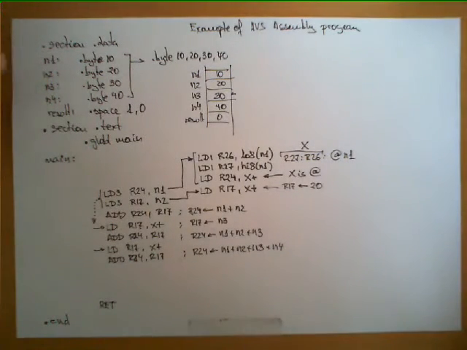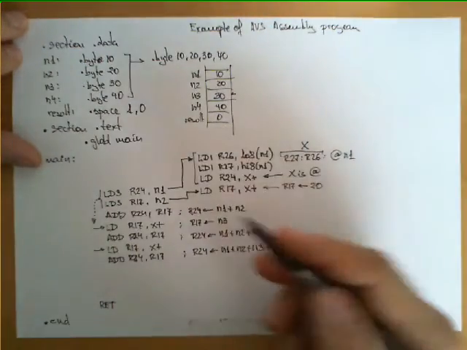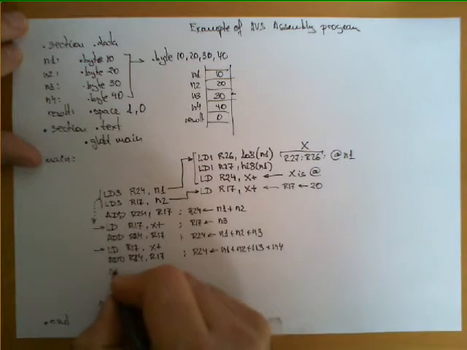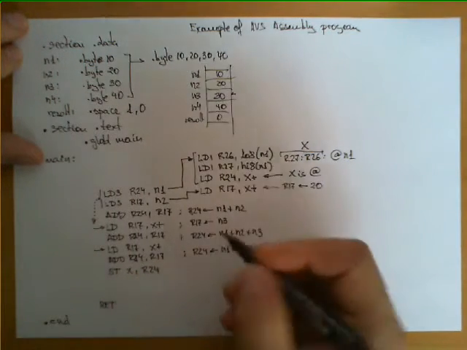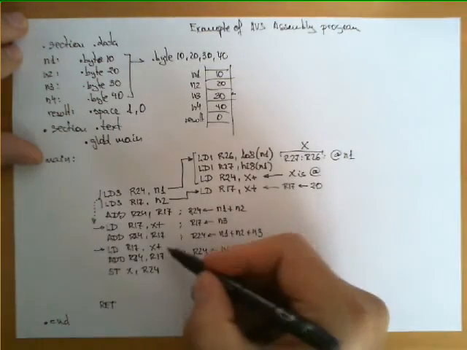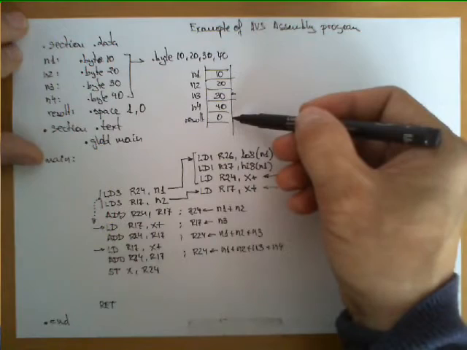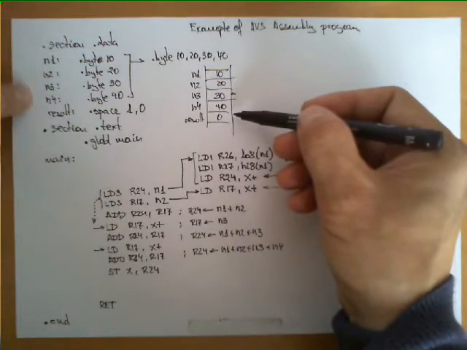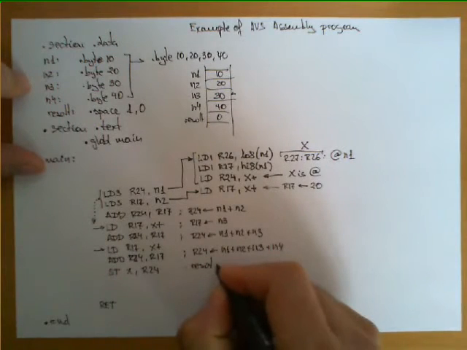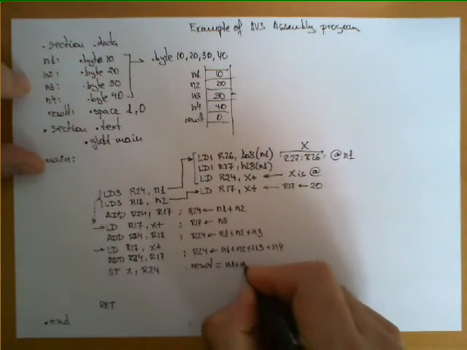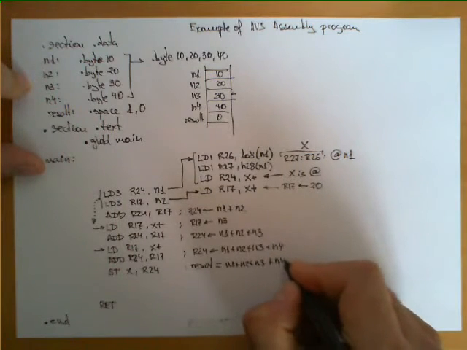There is only a couple of things left for me to do. We said that we wanted the result to be stored here, so one way I can do that is ST X R24. Why? Because after accessing this element in this instruction, the value of the address in X is now left pointing to the result because I've defined them in consecutive positions. So in here what I'm doing is result equal to N1 plus N2 plus N3 plus N4.